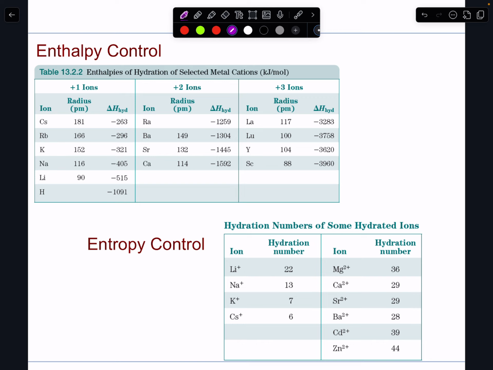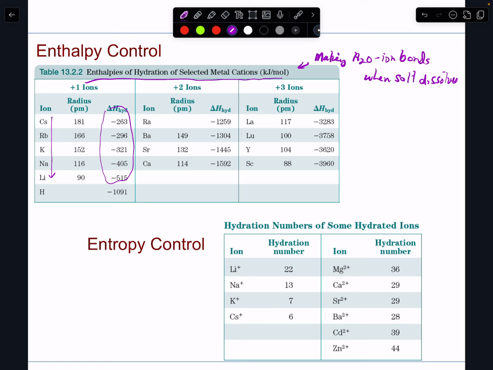So our enthalpy control shows that the enthalpies of hydration, so this is making water ion bonds when the salt dissolves. And what we see is that things that have +1 charges or -1 charges, they tend to be relatively modest. 200 to, like, for lithium, it's pretty small, 500. So the smaller the ions, you'll notice the smaller the ions, the stronger the force. Hydrogen ions are really strong just because they're so tiny.